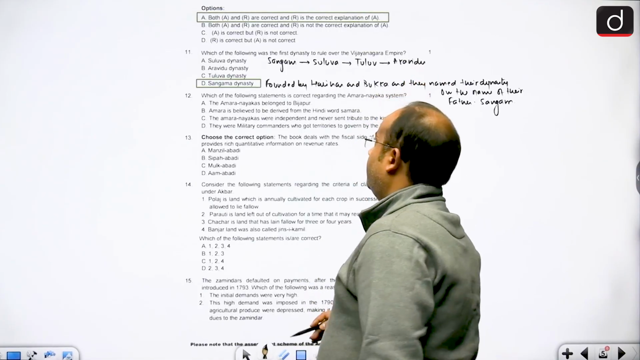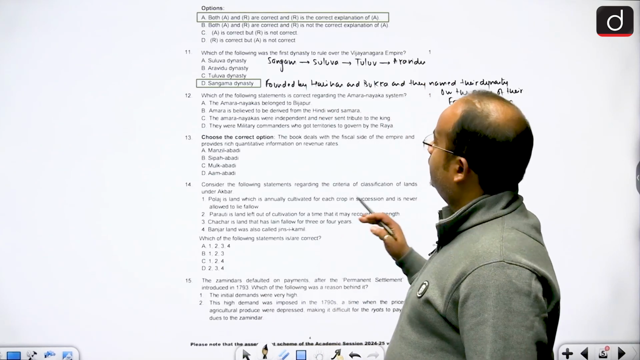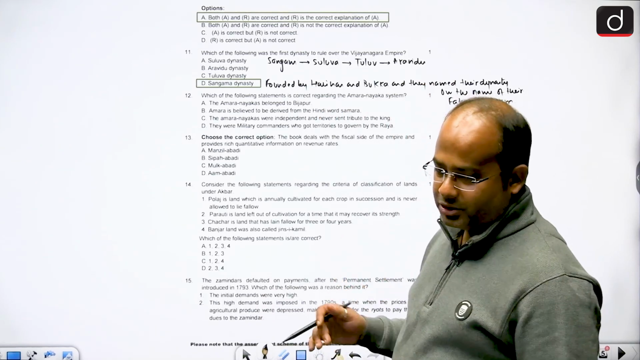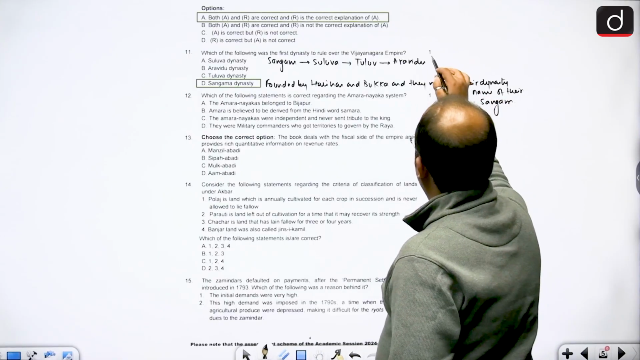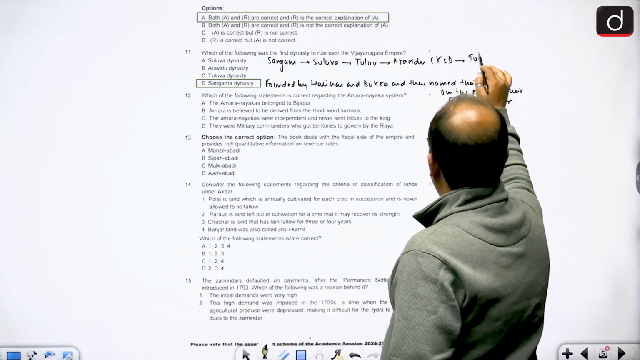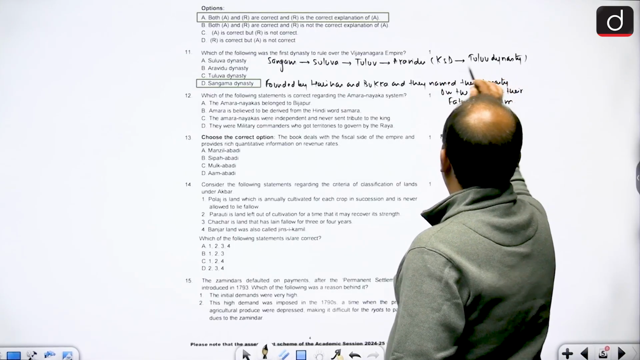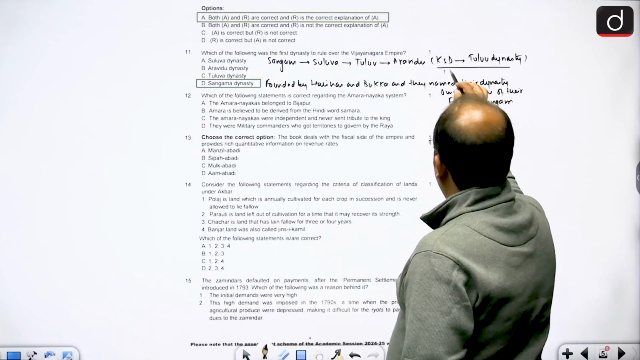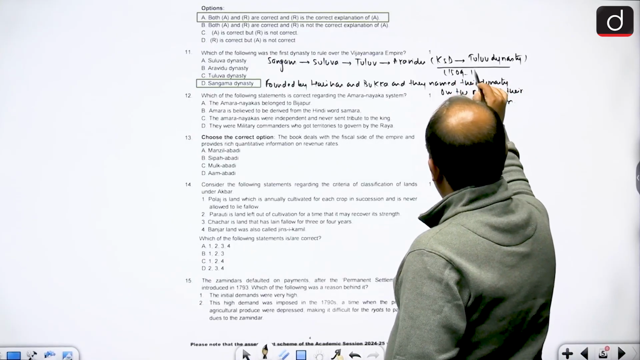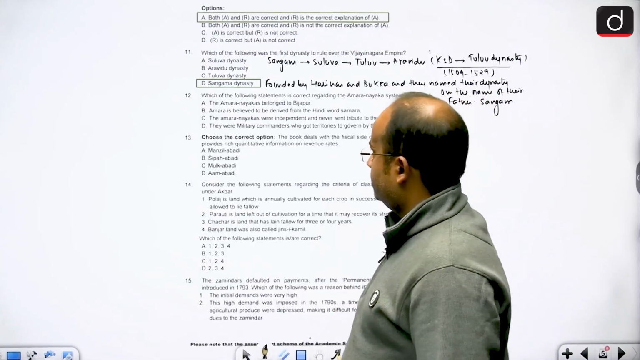And Krishnadev Raya was associated with Tuluv dynasty. So, sorry, Tuluv dynasty. Krishnadev Rai was associated with Tuluv dynasty. KSD means Krishnadev Rai, 1509 till 1529, and he was the contemporary of Babar also.